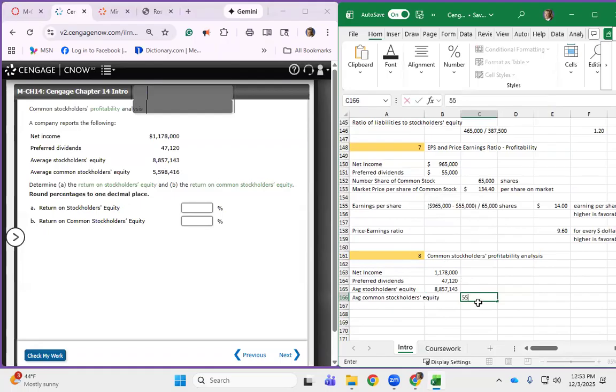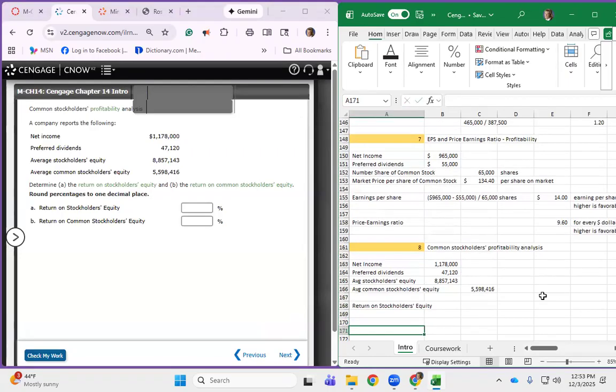So 5,598,416. Now we want return on stockholders' equity, and then we want return on common stockholders' equity. We're going to do one and then the other. Like I said, they've done quite a bit of the work for this one, and it may not be the case when we do our coursework. We may have to do a little extra here.